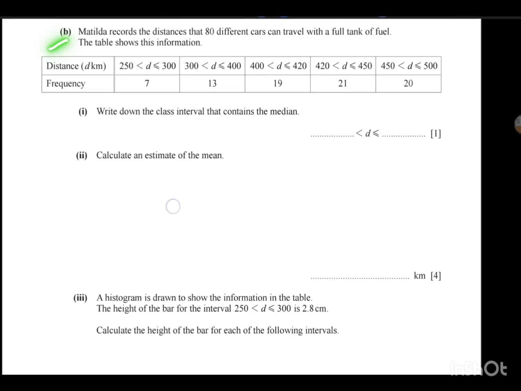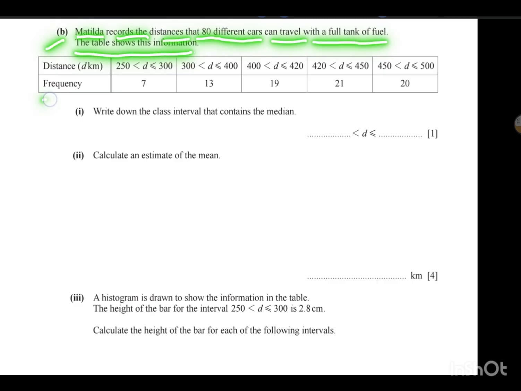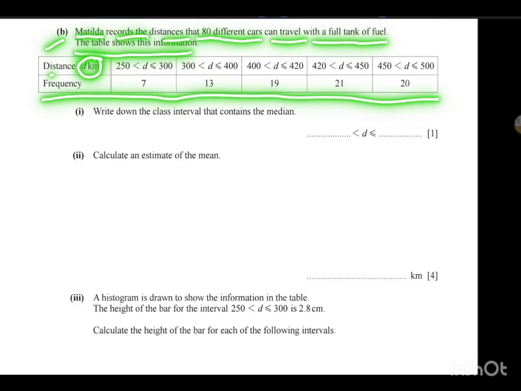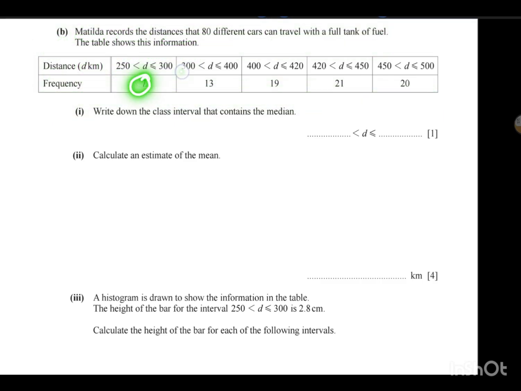Question number B. Matilda records the distances that 80 different cars can travel with a full tank of fuel. The table shows this information. So this is the table here. Distances in D kilometers. Distance 250 to 300 is 7 cars. 300 to 400, 13 cars. 400 to 420 kilometers is 19 cars. 420 to 450 is 21 cars, and 450 to 500 is 20 cars.